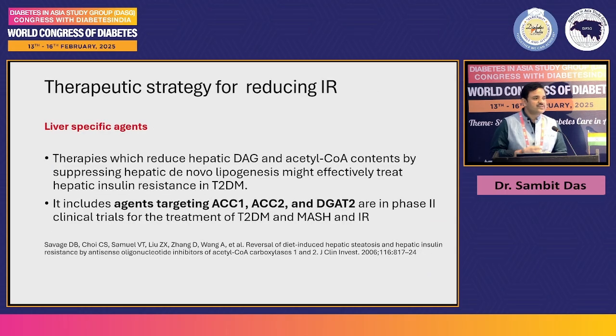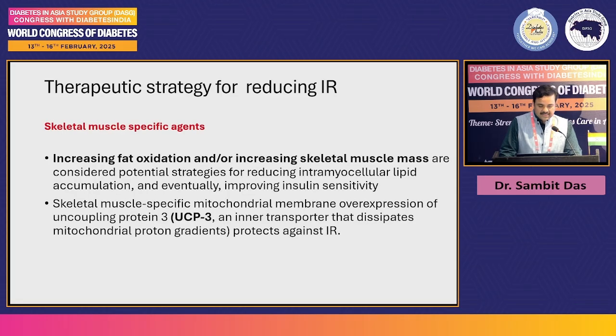Now there are drugs targeted at the liver and drugs targeted at the skeletal muscle. Some of the liver specific agents are therapies which reduce the hepatic diacylglycerol and acetyl CoA contents by suppressing the hepatic de novo lipogenesis and reduce the fatty liver. It includes agents targeting acetyl CoA carboxylase 1 and 2, and DGAT2, which are in phase 2 clinical trials for treatment of not only MASH but also reducing the insulin resistance indirectly.